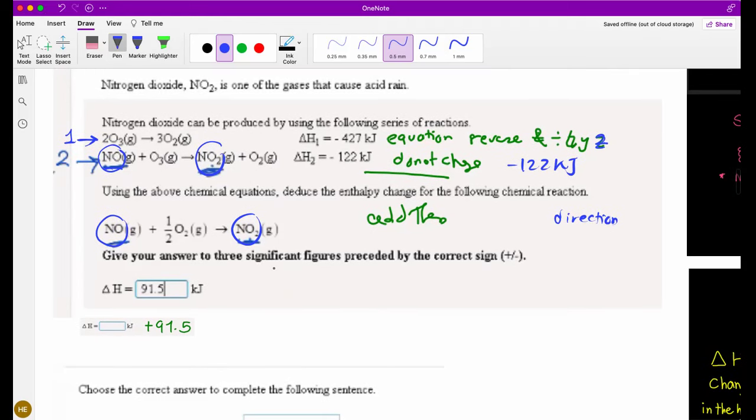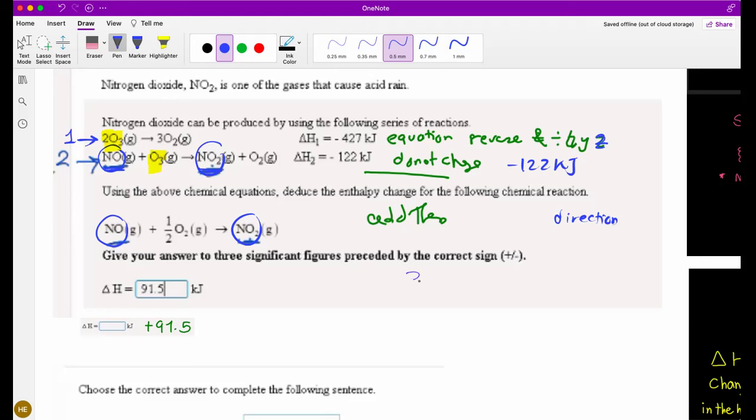You have to think. The first equation has O3, but the last equation doesn't. The second equation has O3 too, but it's not in the last equation. This means the O3s have to cancel with each other, and the only way is to be on opposite sides. You cannot have both on the reactants, so you have to reverse one of them. We agree the second one will not be reversed, so we have to reverse the first one.